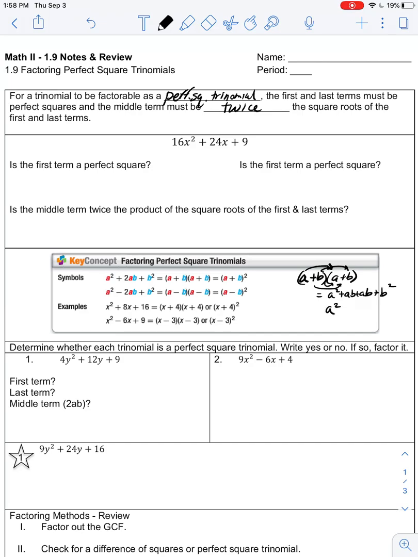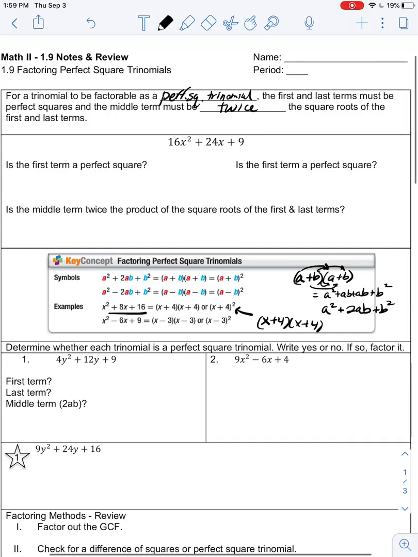So notice that the first term is a perfect square. Then we have 2ab, so that middle term is twice the square roots of the first and the last terms. And that last term is a perfect square as well. So we're just doing this in the other direction. Rather than foiling, like this example, it shows x plus 4 times x plus 4. Rather than foiling this to get to x squared plus 8x plus 16, we're going the other direction now.